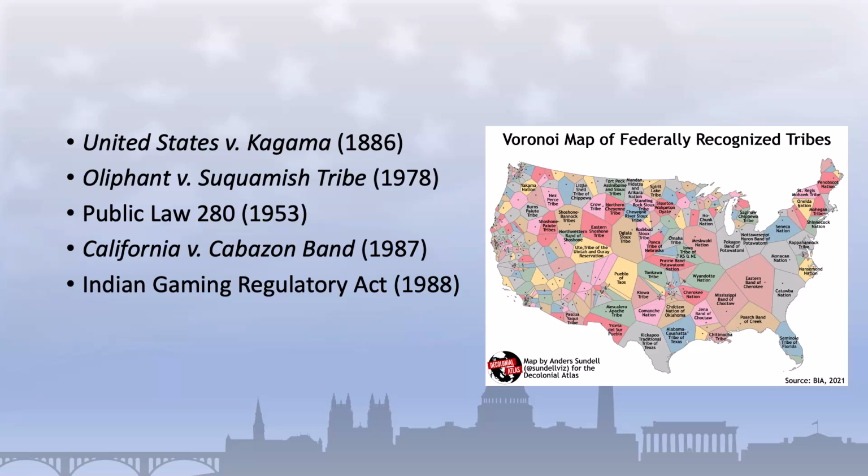But the act also requires tribes to negotiate compacts with state governments to address issues such as regulation and revenue sharing. The IGRA has had a significant impact on tribal economies, leading to sharp increases in the number of tribal casinos across the United States.